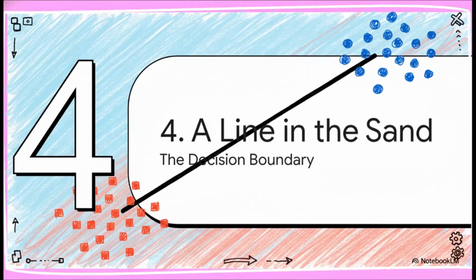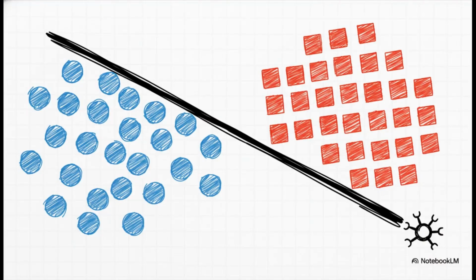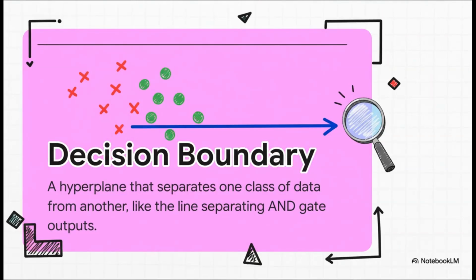So after all that training, after that whole learning loop, what has our perceptron actually learned how to do? What's its core skill? It really helps to see it visually. And this, right here, is it. The perceptron's one and only superpower is this. It learns how to find and draw a single, straight line that perfectly separates one group of data from another. It draws a line in the sand. We call that line a decision boundary.